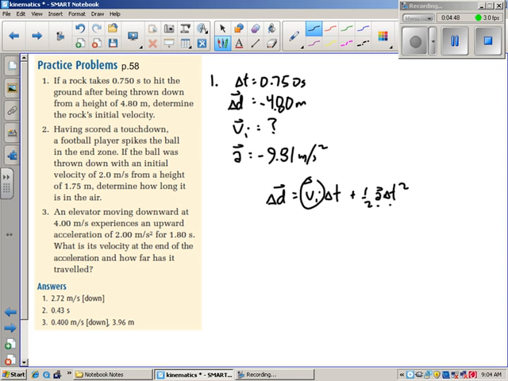What do we get rid of first here? What's not attached, and how do we take that over? Good. So it's going to be d minus 1/2 a t squared equals v_i t. Now we're going to get rid of the t by division, yes. Take it over by dividing. So it becomes v_i is equal to delta d minus 1/2 a t squared over delta t.